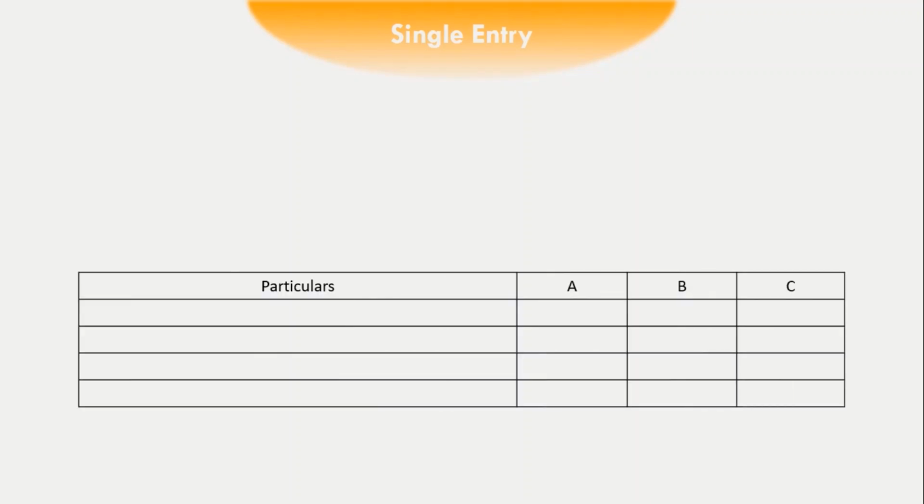Then we will prepare a table with particulars and names of all the partners. We will distribute the amount we got in old profit sharing ratio and then in new profit sharing ratio. We will deduct both the amounts and get balances. Now, if we get a positive balance, then we will credit the amount, and if we get a negative balance, then we will debit the amount. That's it. We have completed the concepts of all the reserves.